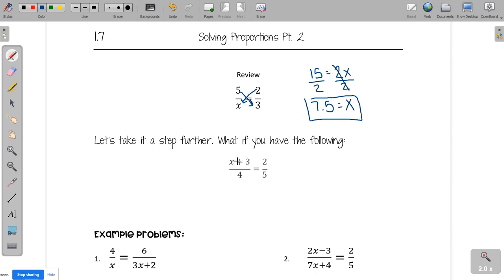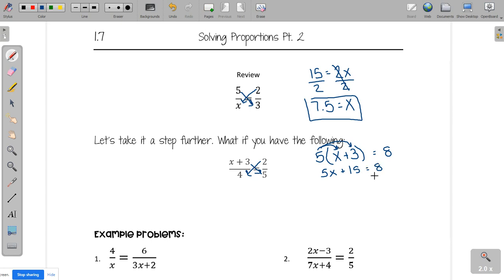Now we have (x plus 3) over 4 equal to 2 over 5. So we still cross multiply. So we would have 5 times this sum, x plus 3. And then we're going to take 2 times 4, and 2 times 4 is 8. So this 5 has to be distributed into everything in that parenthesis. So 5 times x is 5x. 5 times 3 is 15.